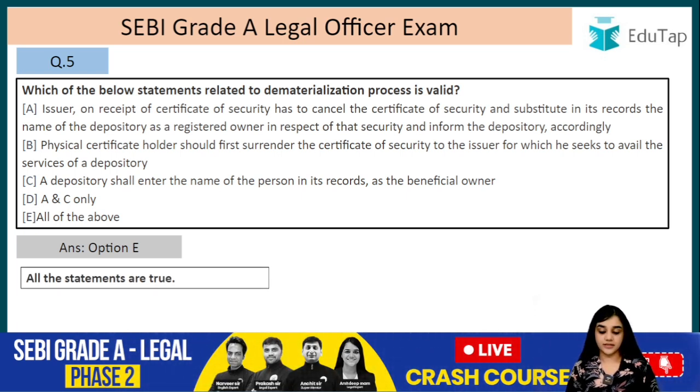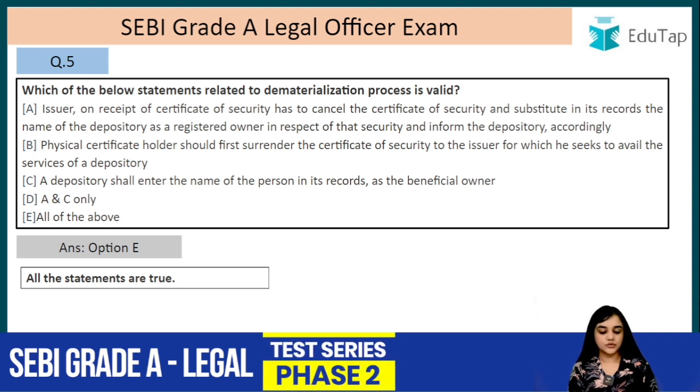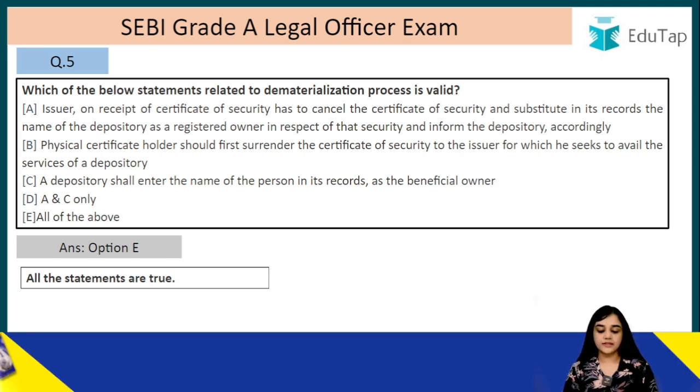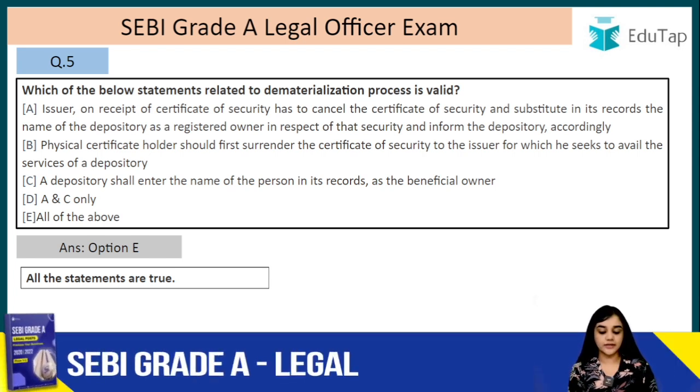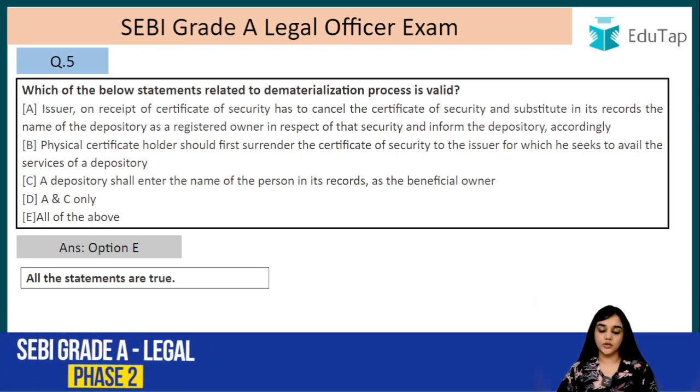Let's read these statements again. Issuer, on receipt of the certificate of security, has to cancel the certificate of security and substitute in its records the name of the depository as registered owner in respect of the security and inform the depository accordingly. The physical certificate holder should first surrender the certificate. So he has to surrender the certificate of the security first to the issuer from which he seeks to avail the services of the depository. And the last one, a depository shall enter the name of the person in its record as a beneficial owner.